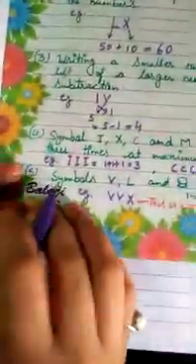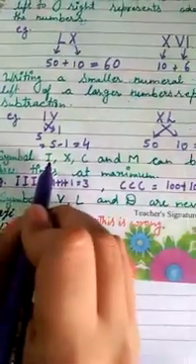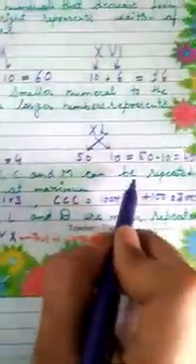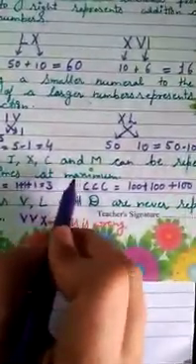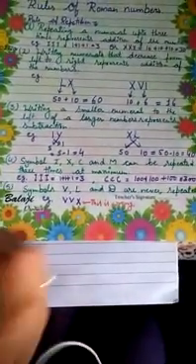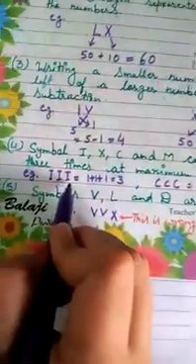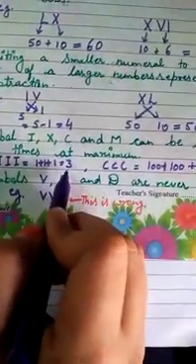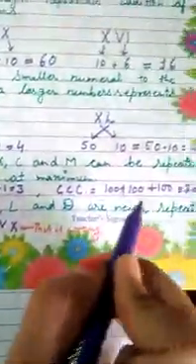Now, we have two more rules. Rule number 4: the symbols I, X, C and M can be repeated 3 times at maximum. Means we can repeat these symbols at maximum 3 times. Not more, 3 times. For example, III means 1 plus 1 plus 1 is equal to 3. CCC is equal to 300.